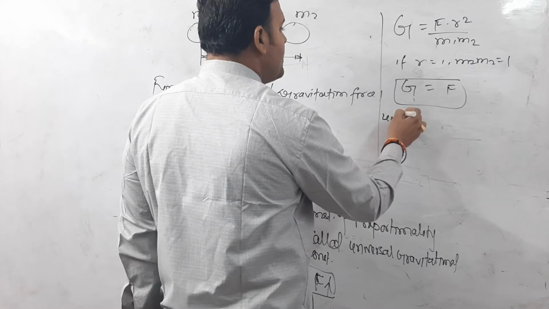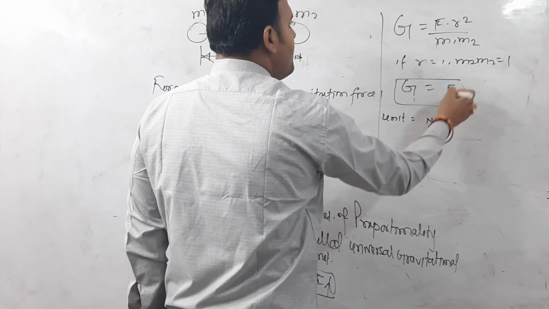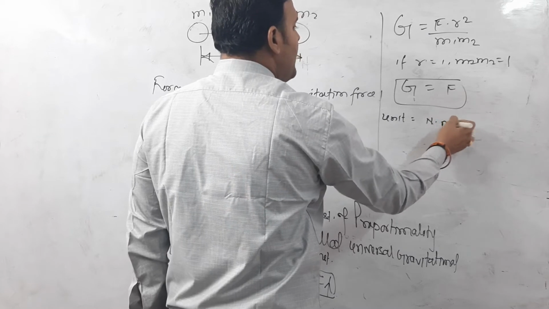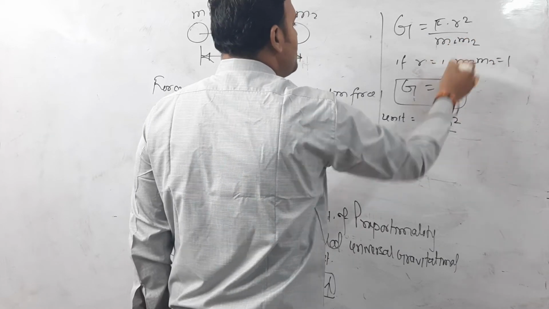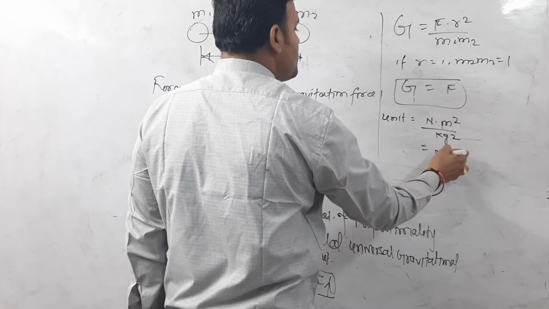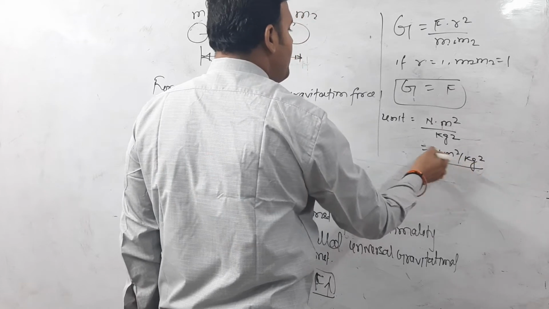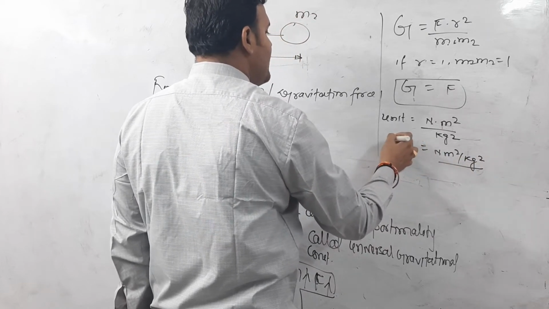What will be its unit, dear student? It's very important. Force is in Newton, r square is meter square, and m1 m2 is kg into kg, which is kg square. So it will become Newton meter square by kg square. So this is one unit of G. This is the SI unit.